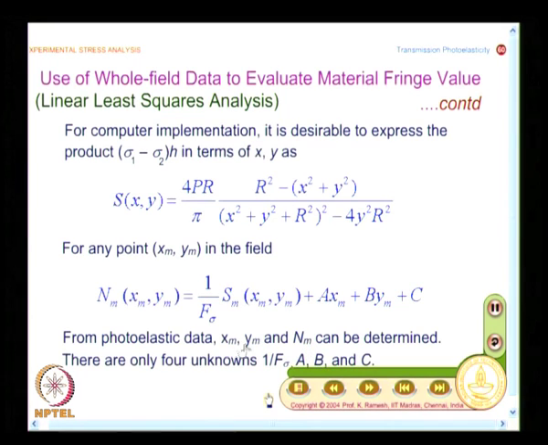So, what I have now is, you should recognize the unknowns are 1 by f sigma, and coefficients a, b and c. And what I have to do is write an error function. See, in all our least squares analysis, we need to write an error function and minimize that error function, so that you get the result which is the best fit for the given data points. So, the first step is to find the error function. So, we define the error now.